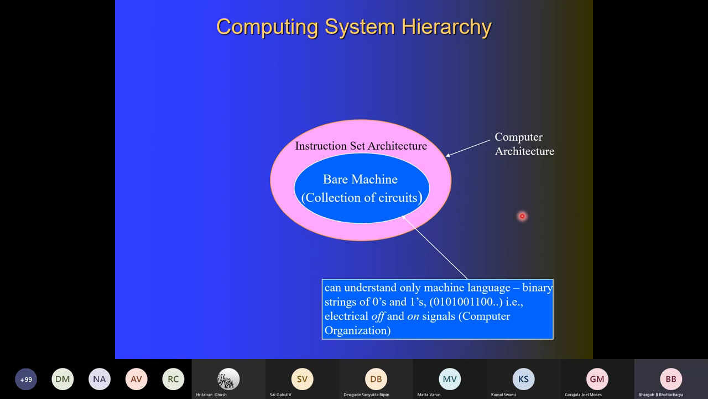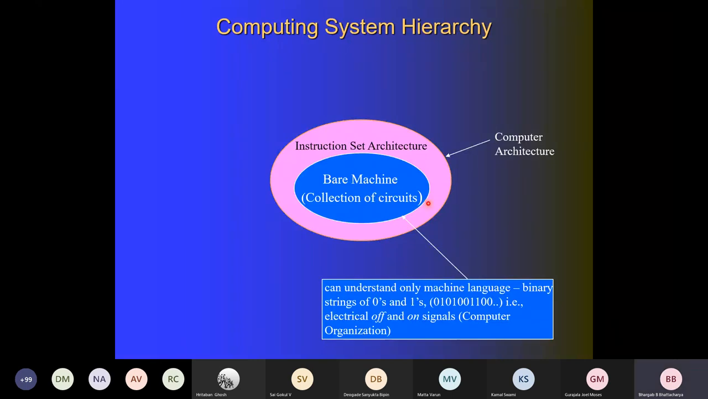or ISA. Meaning that suppose you have already designed this bare machine. This machine is supposed to perform certain operations, and those operations you designate using some kind of mnemonics or assembly language. So that means the machine is now equipped with a set of assembly language instructions. In other words, if you write a program using that assembly language, this bare machine would be able to execute those instructions one after another.